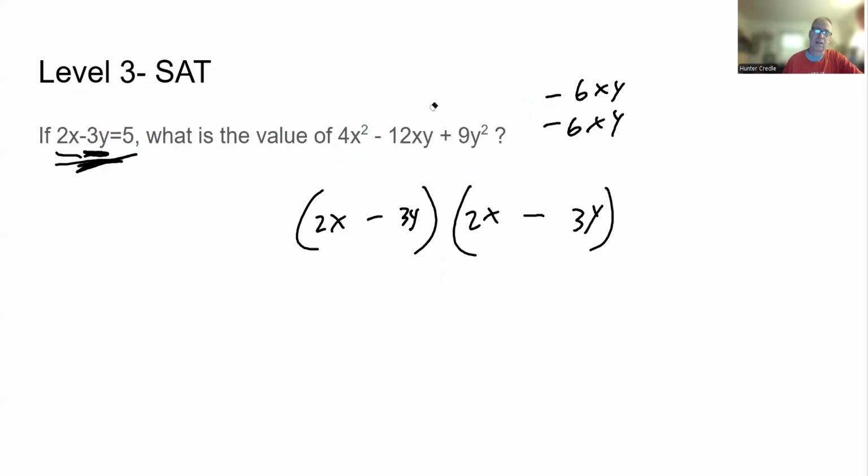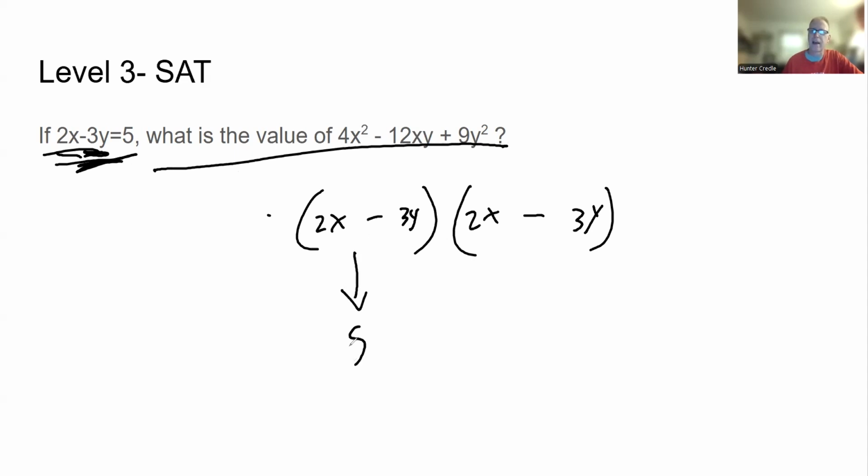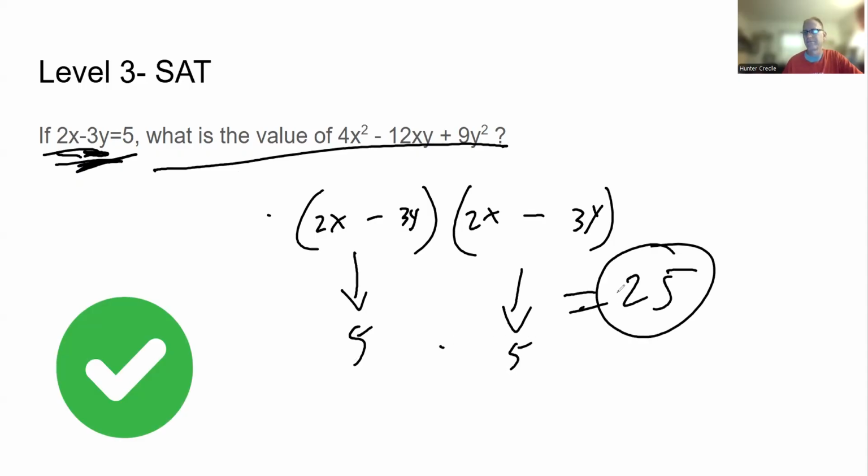Now, will it help me? I don't know. But let's see here. All right. So it's saying, what is the value of this if it's this? So, wow, look at this. 2x minus 3y is equal to what? 5. So that's 5. That's 5. And what's 5 times 5? 25. And that's your answer.